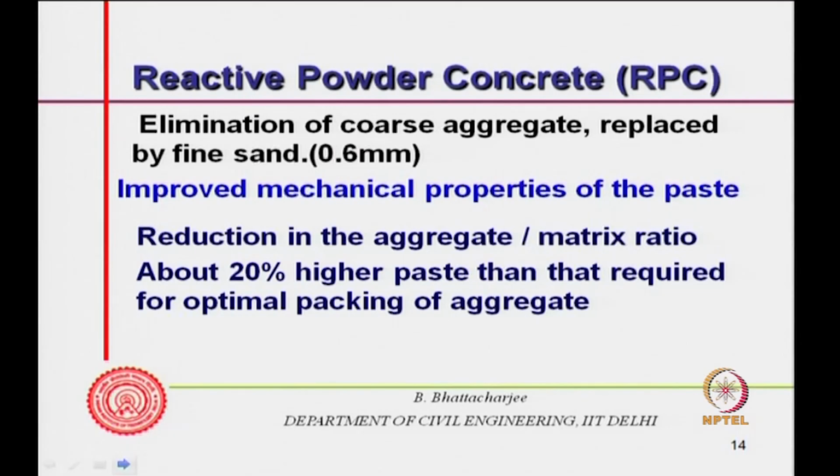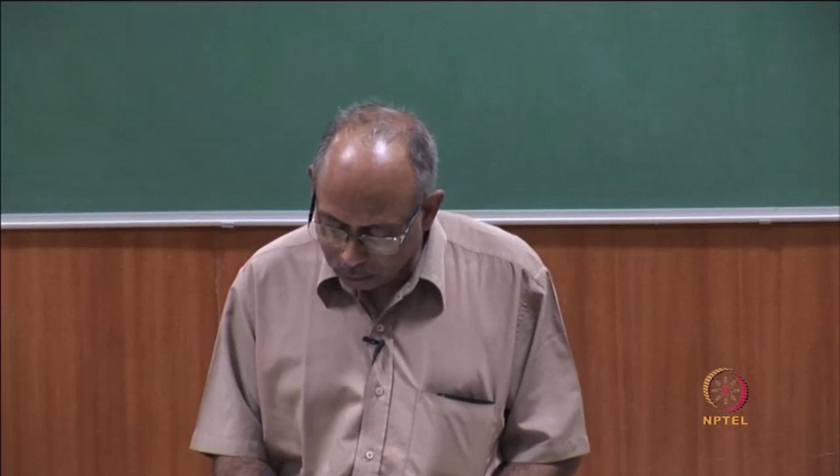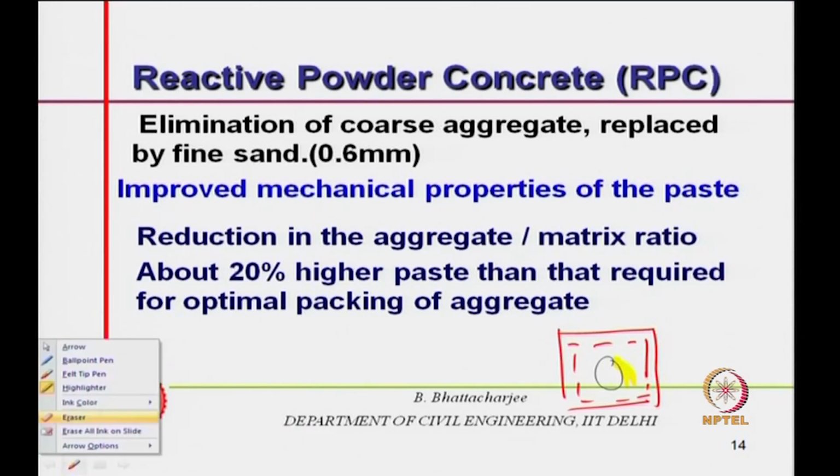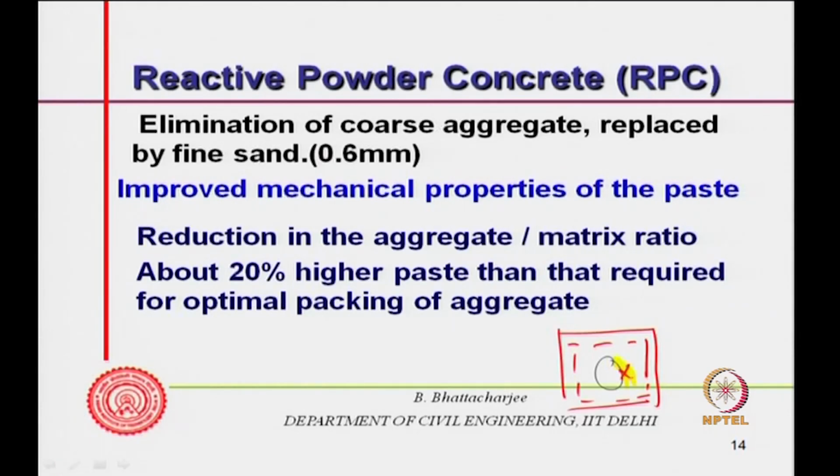Then there is a reduction in the aggregate to matrix ratio, about 20% higher paste than that required for optimal packing of aggregate. Why is it so? To reduce the shrinkage, because now it will shrink in bulk, as I told you. That means it will change its dimension in this manner. And if you had an aggregate inside, that will get compressed rather than any kind of stresses or cracks at the interface. So, these cracks will not be there, instead the aggregate will get compressed from all directions because of bulk shrinkage.